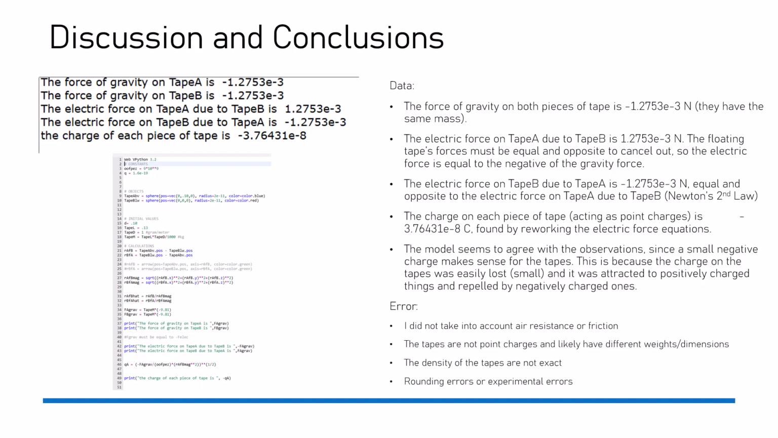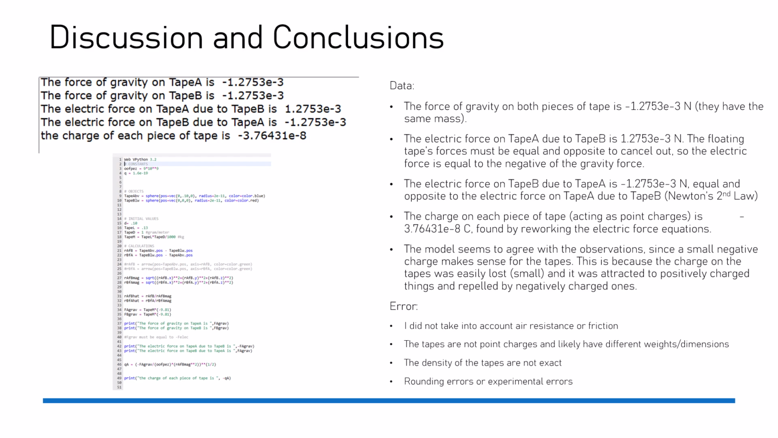So let's discuss the data. As for discussion and conclusions, all the data has been stated before, but our model seems to agree with the observations, since a small negative charge makes sense for the tapes because it was easily lost, and it was attracted to positively charged things like myself, and repelled by negatively charged ones, like the tapes repelled each other.